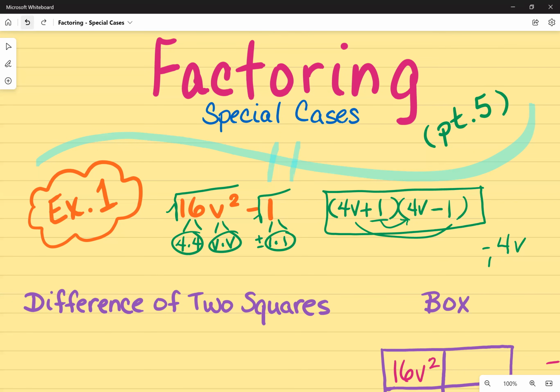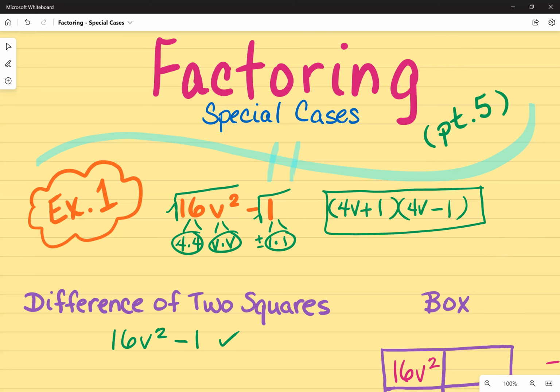The last check that you want to do is the last term. Let me get rid of some of this stuff first. So the last term of the first binomial times the last term of the next one is going to be negative 1. So if you go back to your original problem, that's what you had. You had 16v squared minus 1.